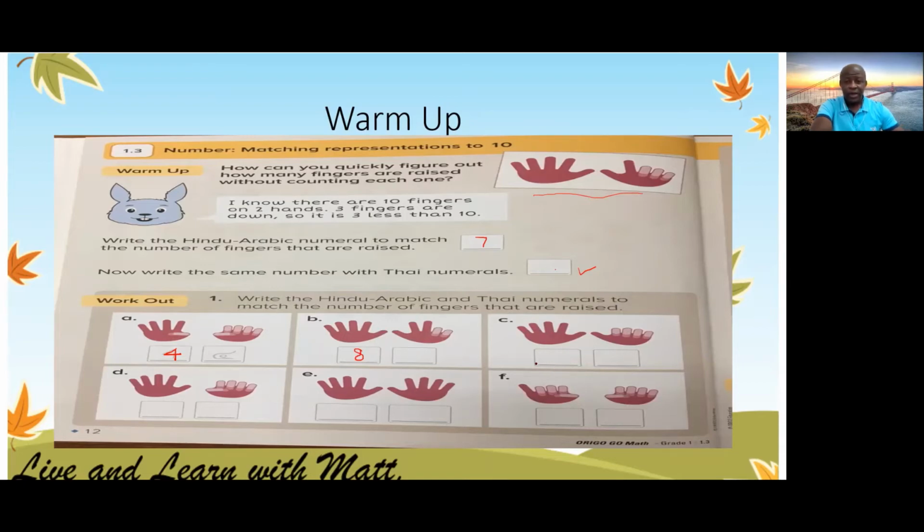C, how many fingers are raised? 4 less than 10, which is 6. So we write 6 here. And please write the Thai numerals here. Part D, 5 fingers are raised, that's correct. So we write 5 here.